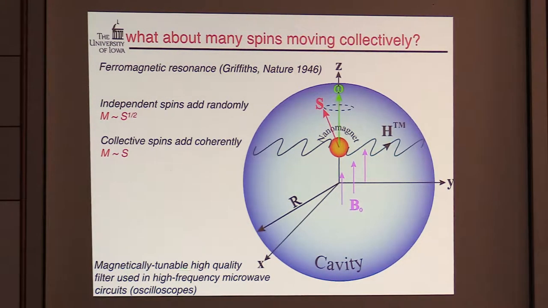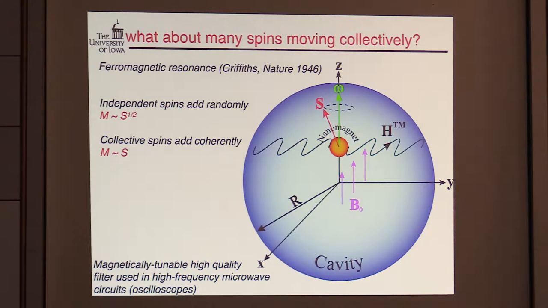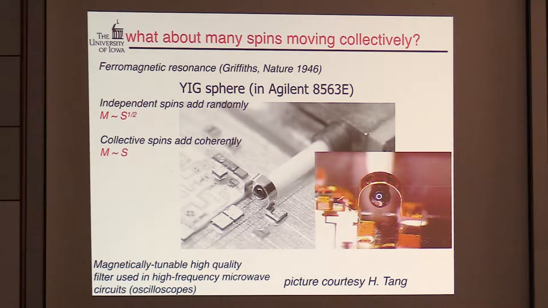And these oscillators from ferromagnetic resonance are used in high-frequency microwave circuits, and they give you these very high-quality filters. So this is an image that Hong Tang provided, which I like, even though as an engineer, he looks at it and he says, "This is a terrible sphere. I make much better spheres at this point." But many of the initial experiments that he did were done on a sphere that was harvested from an oscilloscope directly.